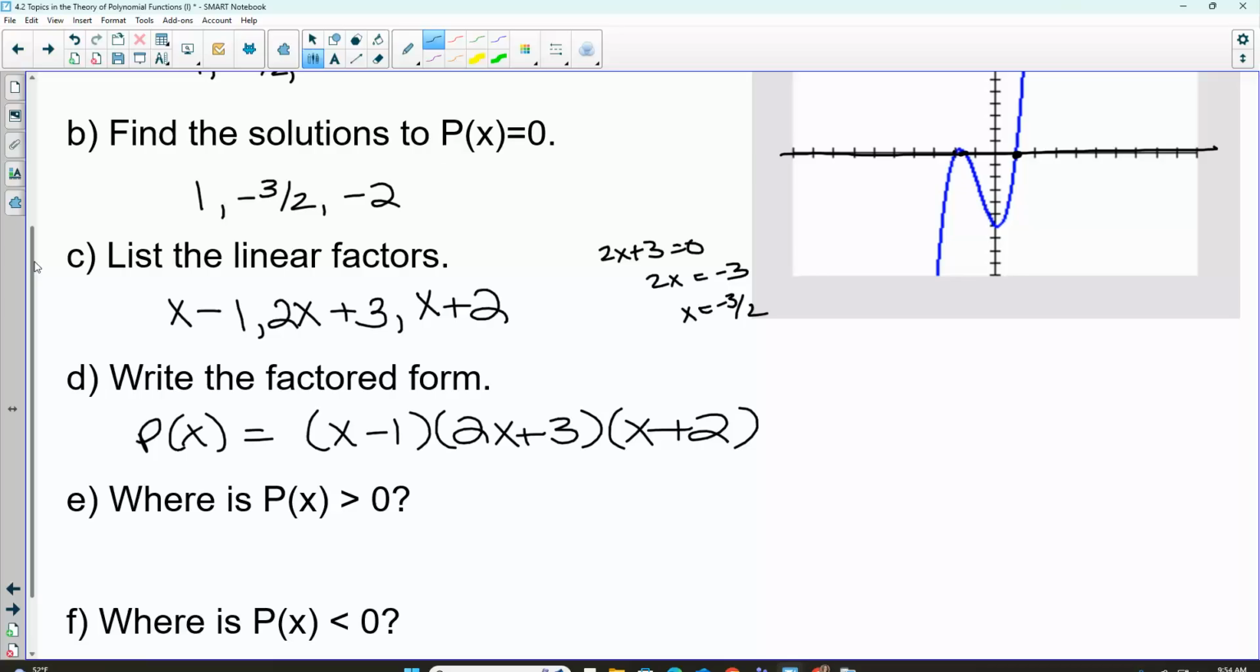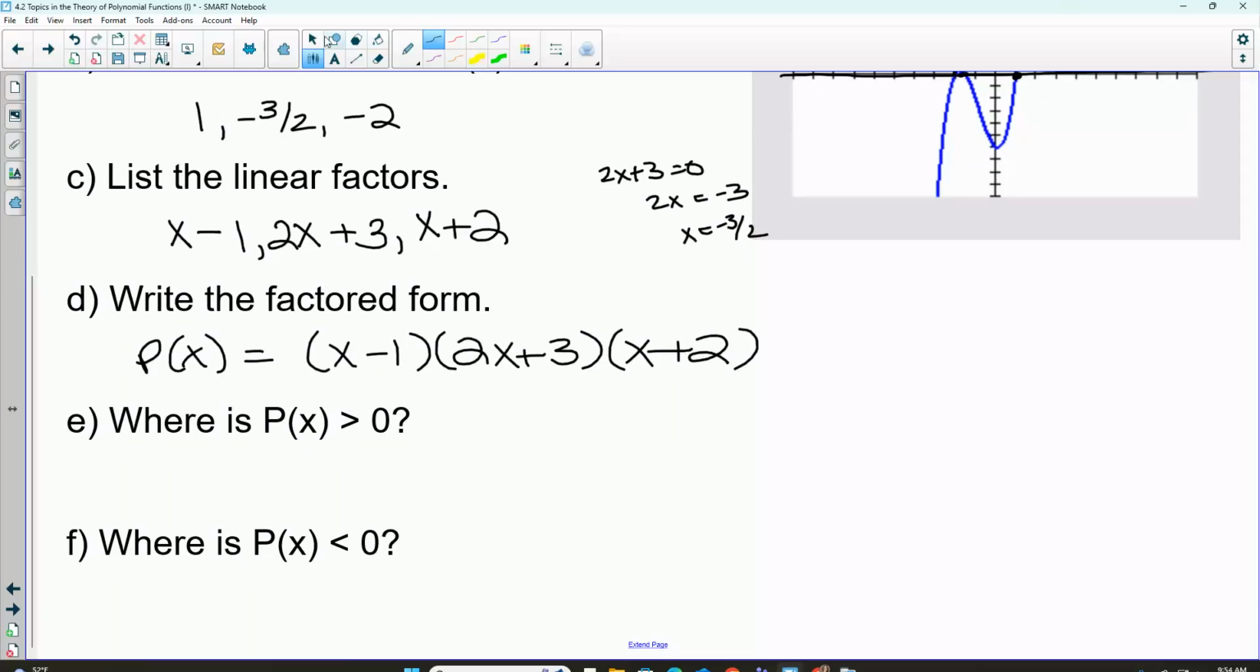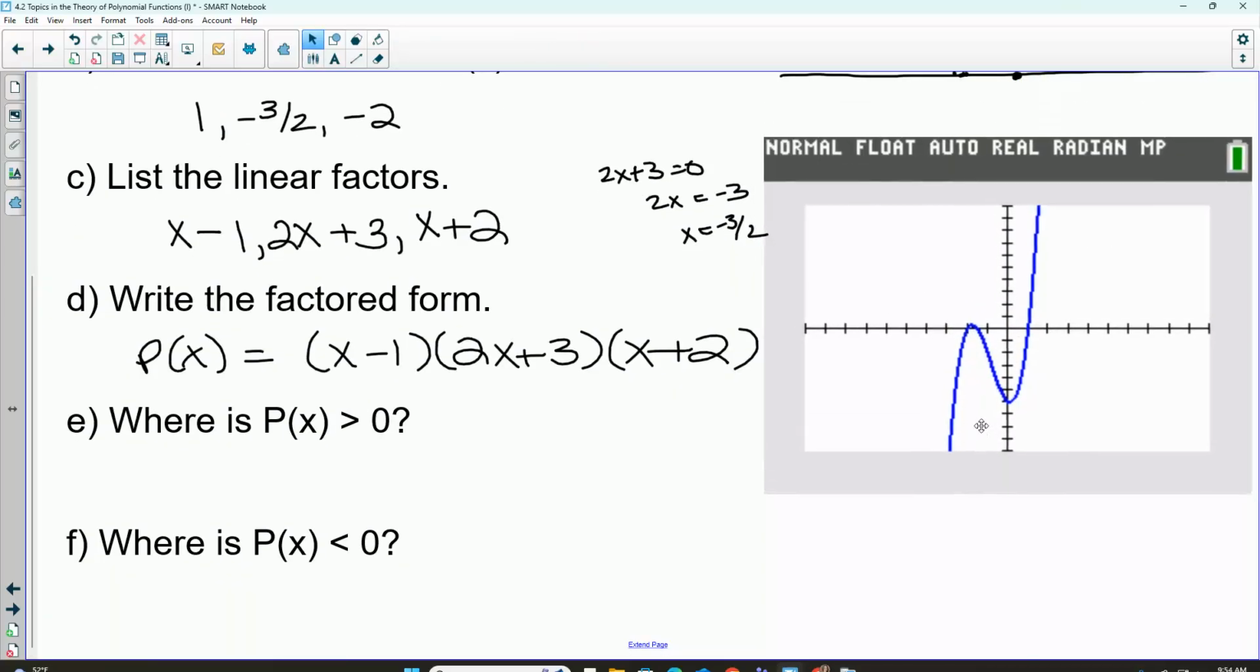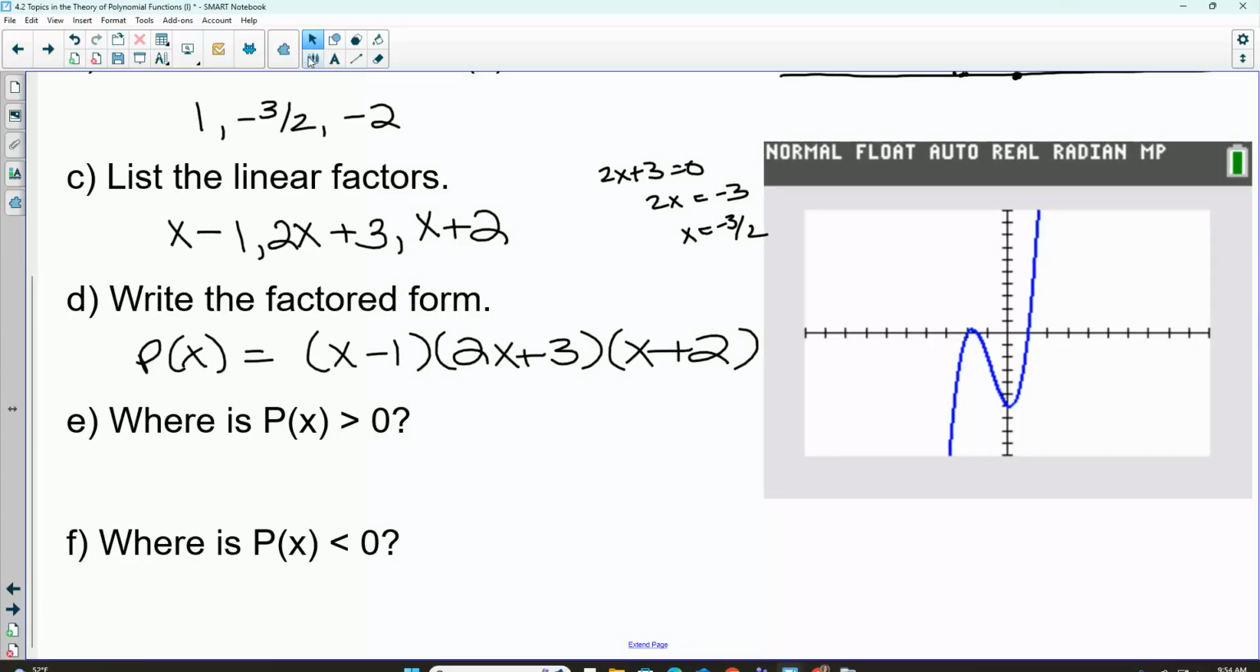Using this graph, where is my polynomial greater than 0? Greater than 0 is above the x-axis. So it's greater than 0 here, and also this little section here. So we're going to write intervals. It's from -2 to -3/2, union, what's the next place? 1 to infinity.